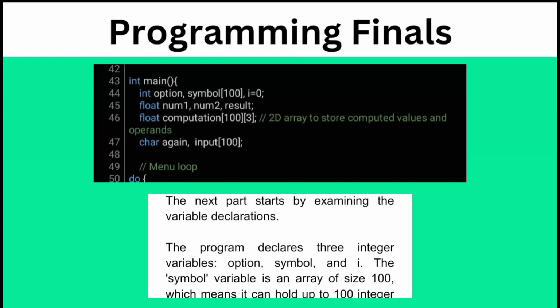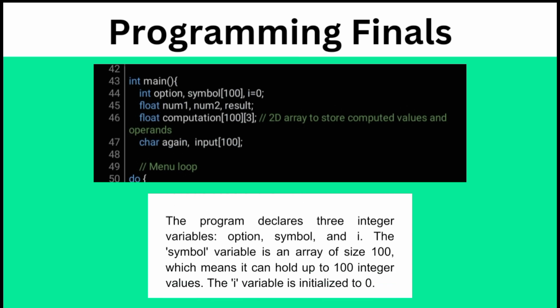The next part starts by examining the variable declarations. The program declares three integer variables: option, symbol, and die. The symbol variable is an array of size 100, which means it can hold up to 100 integer values. The I variable is initialized to 0.